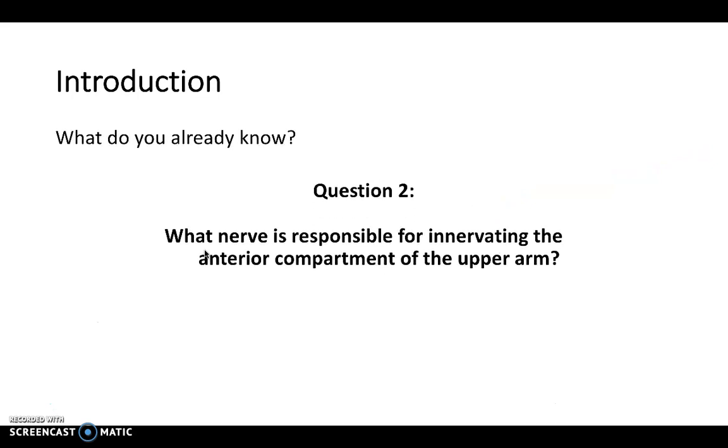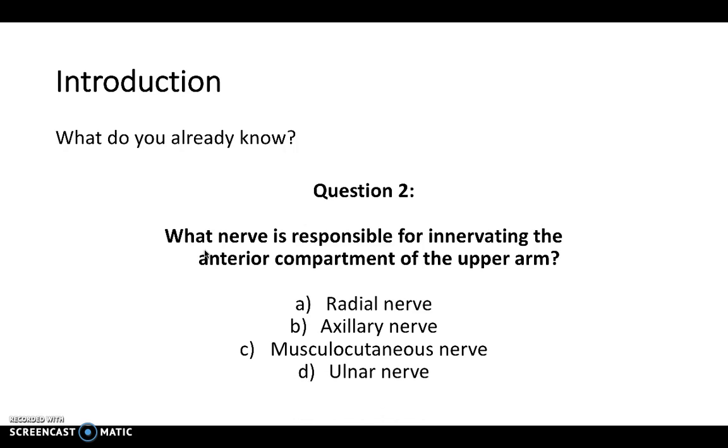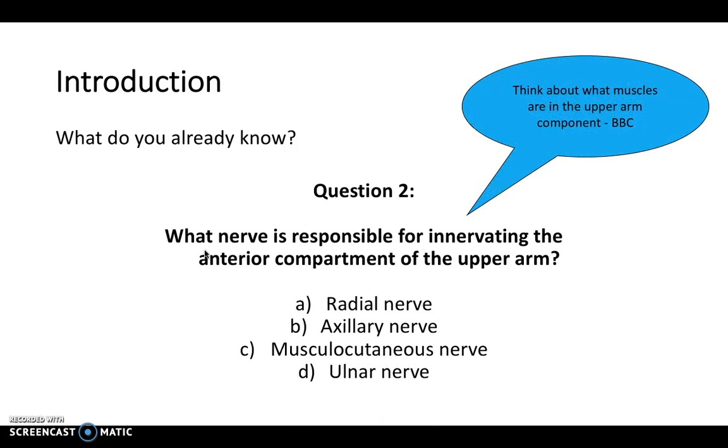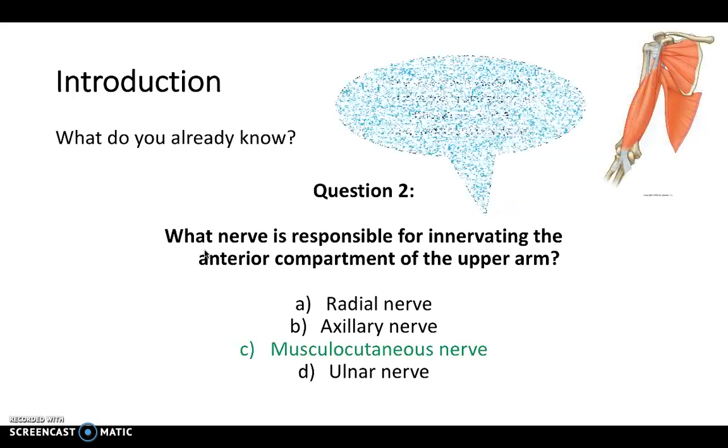Question 2. What nerve is responsible for innervating the anterior compartment of the upper arm? Is it the radial, axillary, musculocutaneous or ulnar nerve? So remember the muscles that are part of the upper arm, so BBC is their acronym, and the answer here is musculocutaneous nerve.